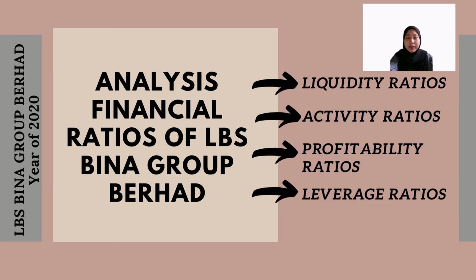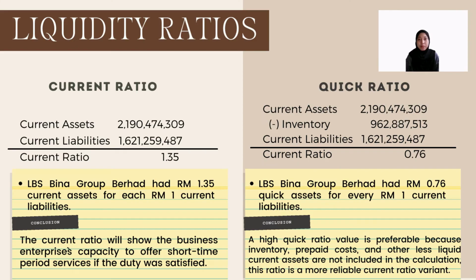Now we proceed to analyze the financial ratios for LBS Bina Group Berhad in 2020. So, for LBS Bina Group Berhad, current ratio, they had RM1.35 of current assets for each RM1 of current liabilities. The current ratio shows the business enterprise's capacity to pay short-term obligations if they fall due.